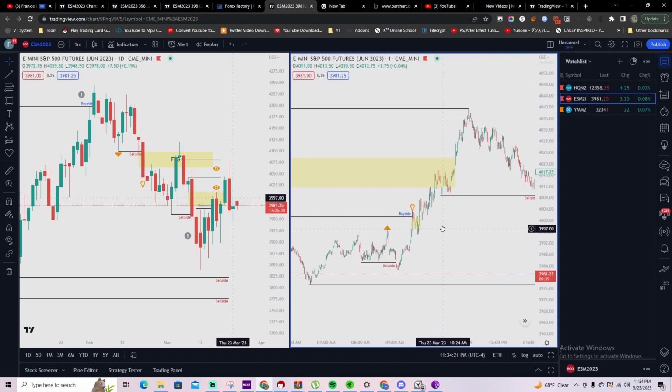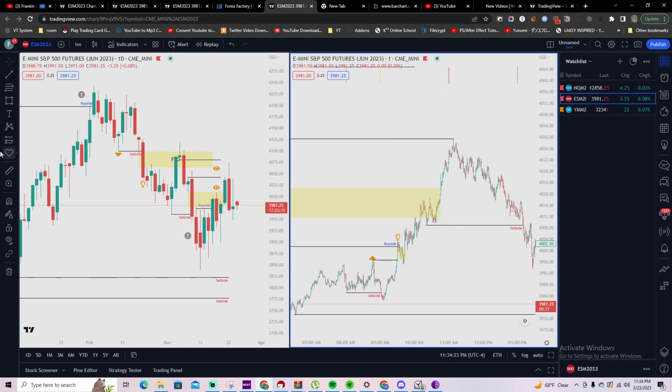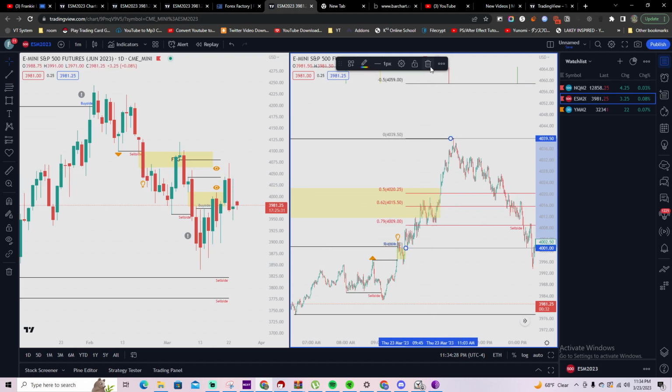Okay, regardless, then we have this leg upwards. If I would have participated in this leg, we'll just mark it from here to here. Oh, I don't know why I did that.